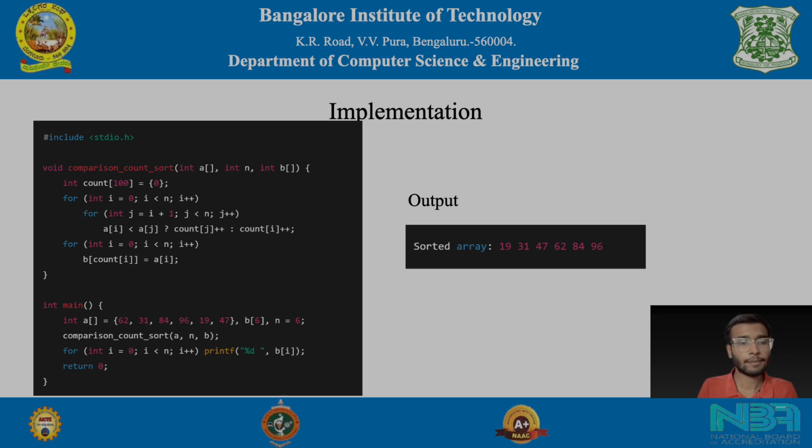And in the main function we have simply created a sample array and a temporary array, the one which we are giving as output. The n is equal to 6, and we have called the comparison count sort. Then we have started a for loop and printed all the elements in B and then return 0. So here you can see the output of the array.